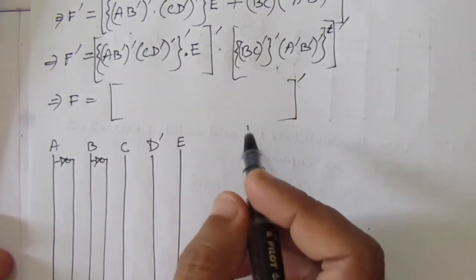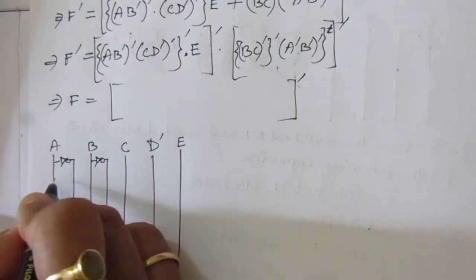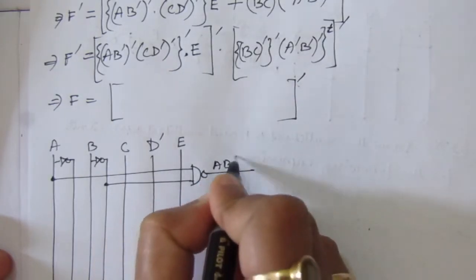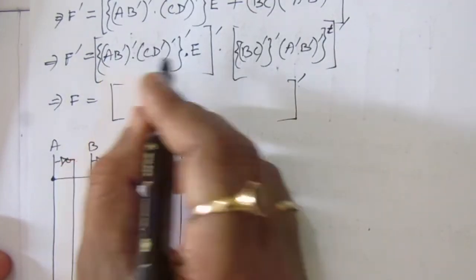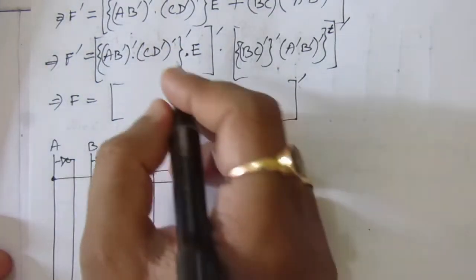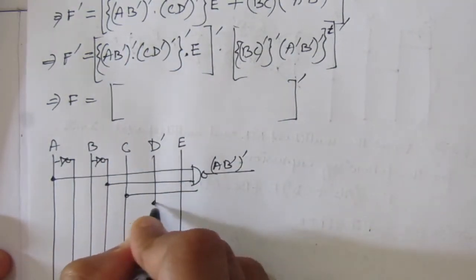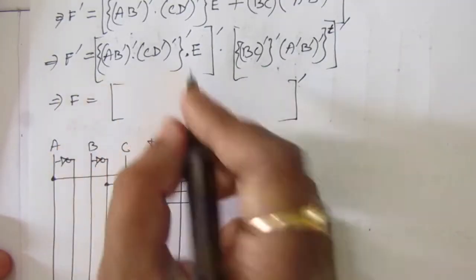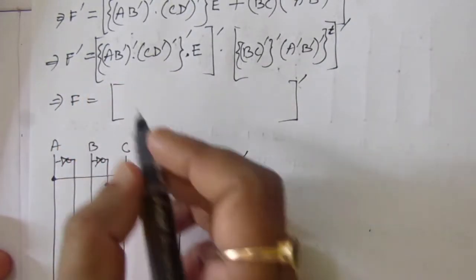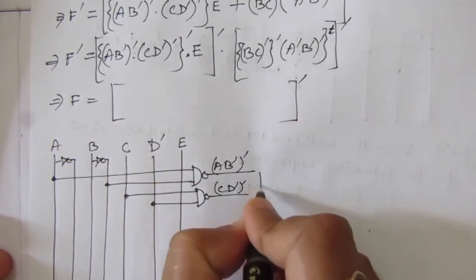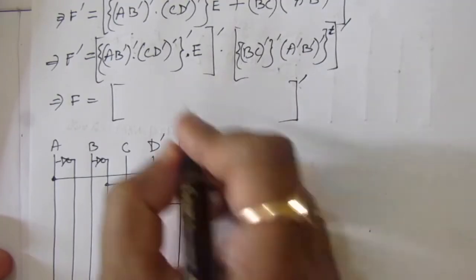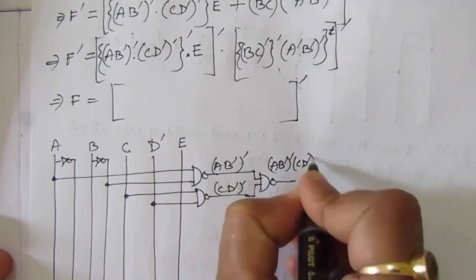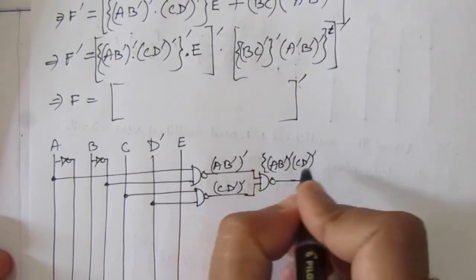Now we'll draw the circuit diagram using NAND gate. Okay, A, B bar, whole bar. That means A, B bar, use a NAND gate, and you'll get A, B bar, whole bar. Then we have C D bar, use NAND gate, and you'll get C D bar whole bar. Okay, then we have to multiply this whole function. That means now we have this term into this term whole complement. So we'll use a NAND gate here, and we'll get here this complete term. That means we'll get here A B bar whole bar into C D bar whole bar. Okay, so we will get this whole complement.